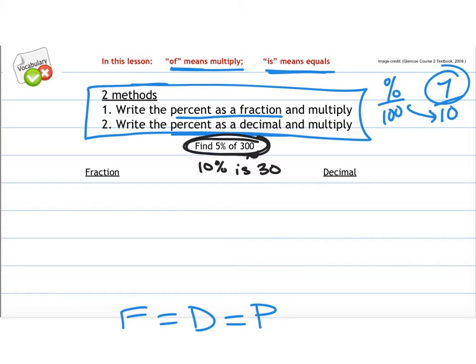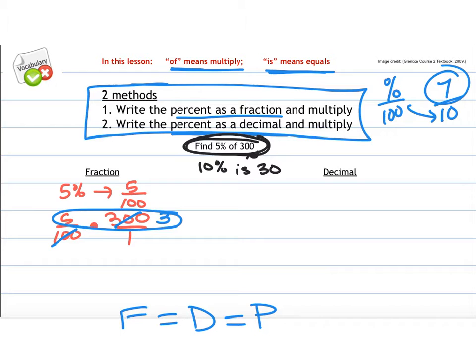So 5% I can write as a fraction. Here's what I know: 5% is the same as 5 per 100. And I'm looking for 5 hundredths, or 5% of, remember, multiplication, of 300. The great thing here is I don't have to multiply across, I can cross cancel. 100 goes into 300 three times, and I'm looking for 5 of those hundredths. Well, 5 times 3 is 15. So just like I predicted, I get 15.